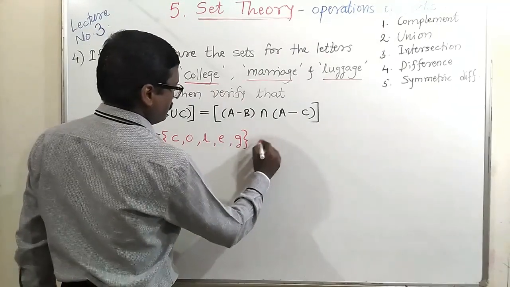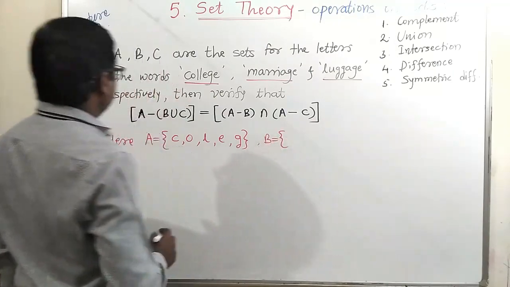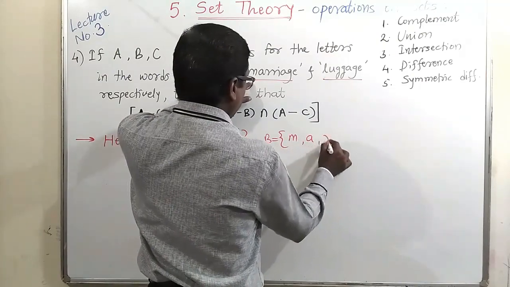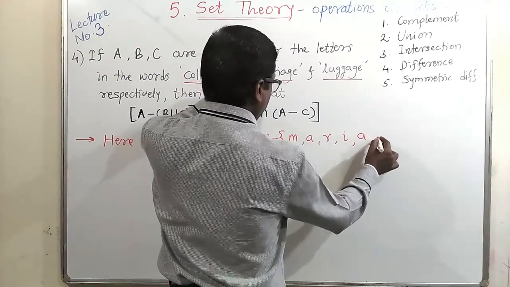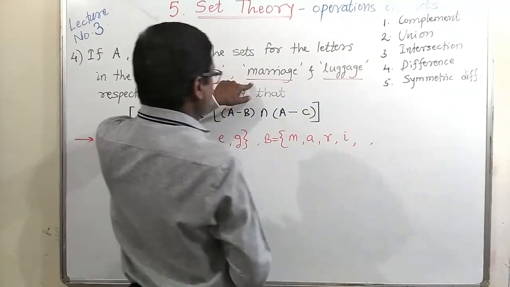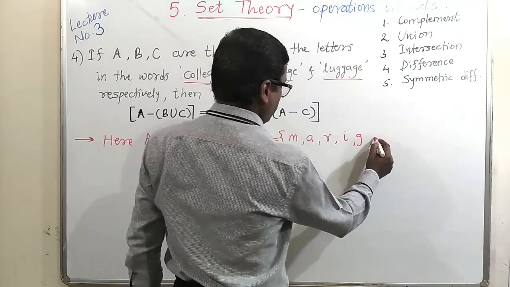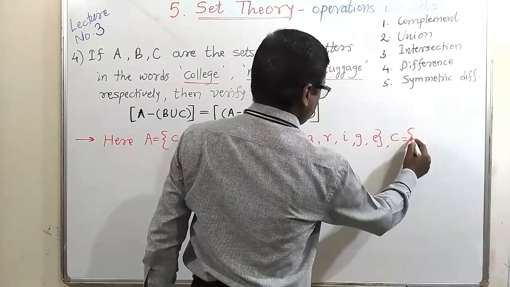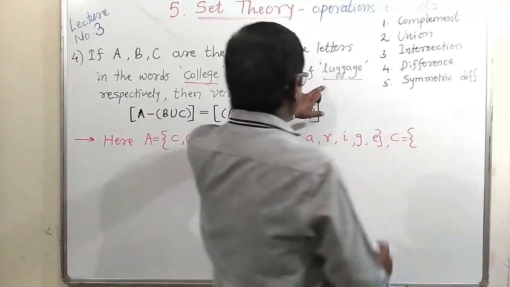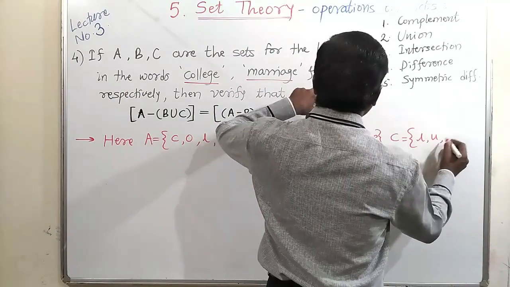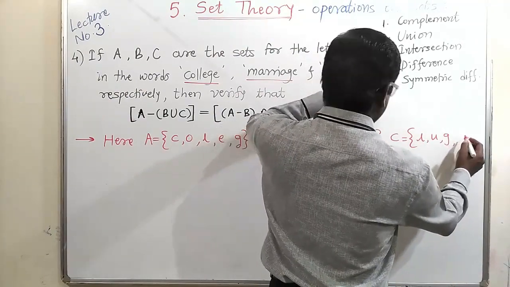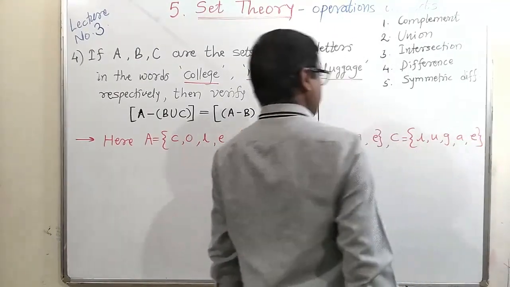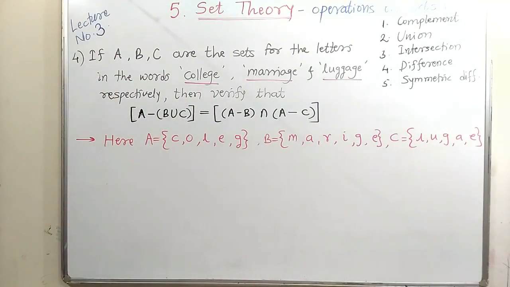The second set B is a set of letters in the word marriage, that is M, A, R, I, A is already written, so no need to repeat it. Then G and E. This is the second set. And the last set C contains letters L, U, G, A, once again G and E. Okay, so these are the given three sets A, B, C.